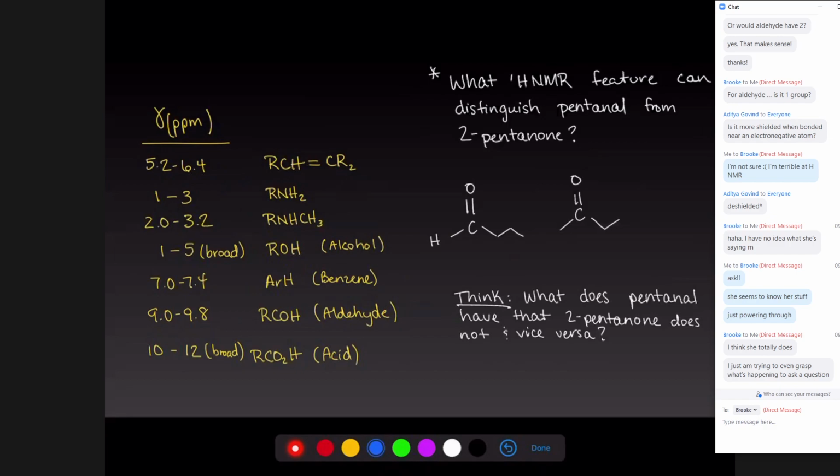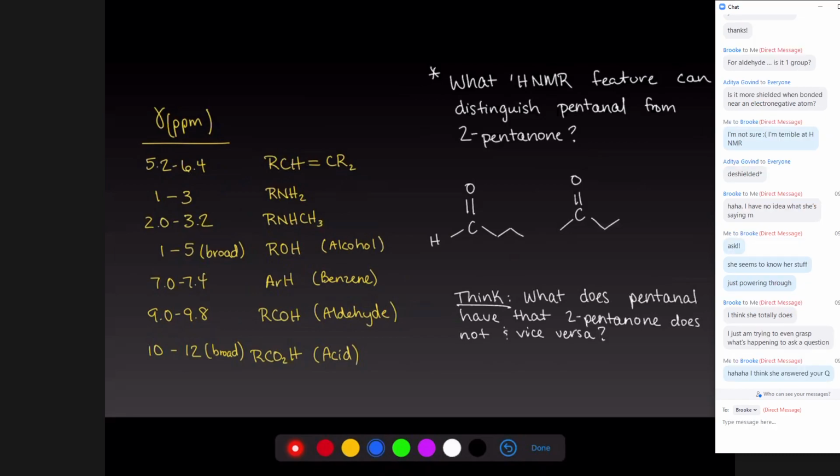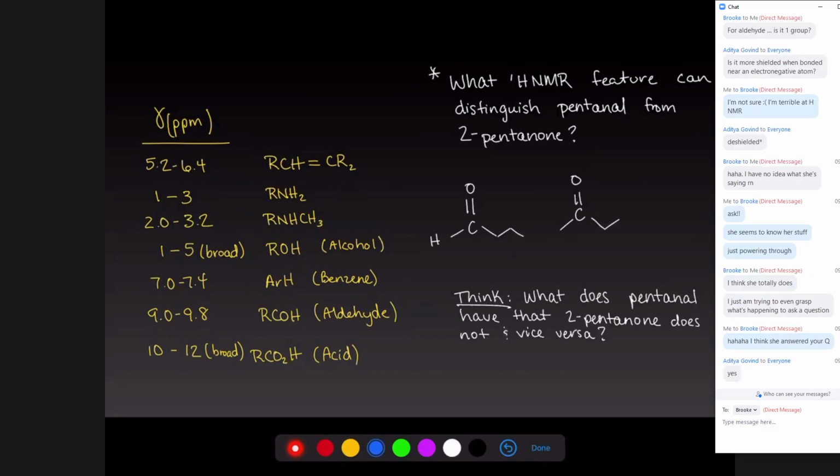Okay, so to answer your question, we will use fluorine and carbon as an example. Because fluorine is more electronegative than carbon, it pulls valence electrons away from the carbon, and that decreases the electron density around the proton. Does that make sense? So deshielding is due to reduced electron density due to electronegative atoms.